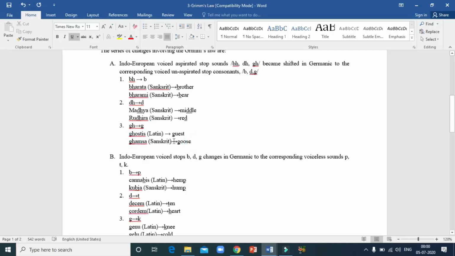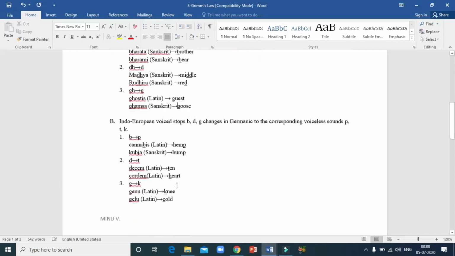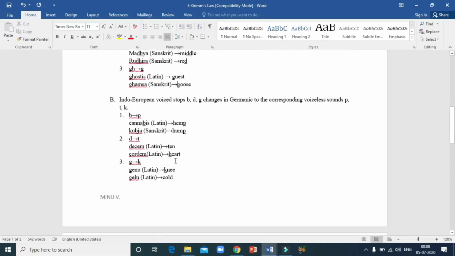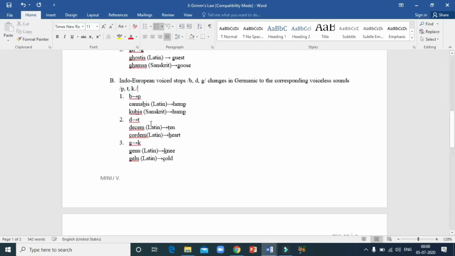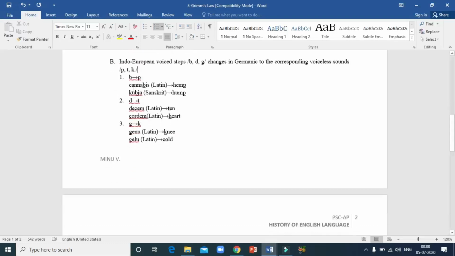Kh became g. Let's look at the second series of changes. B, d, g change to p, t, k. Let's look at each of those changes too. First of all, b became p. Cannabis in Latin became hemp in English. Here there is a b which is changed to p.